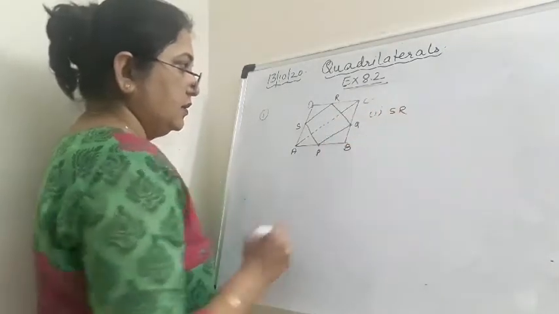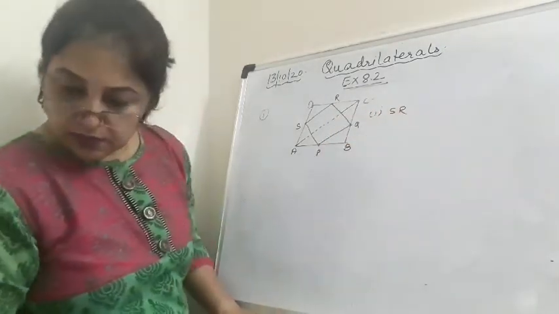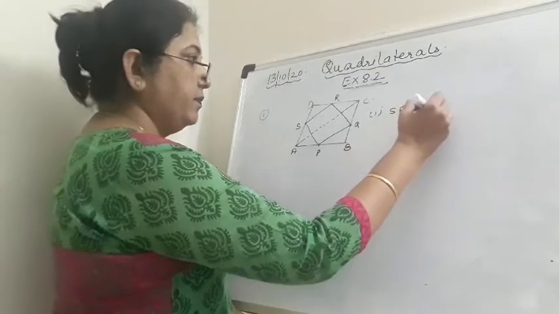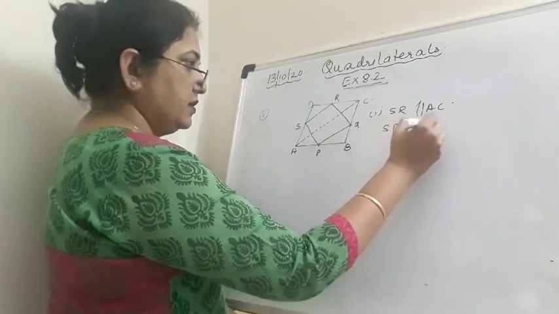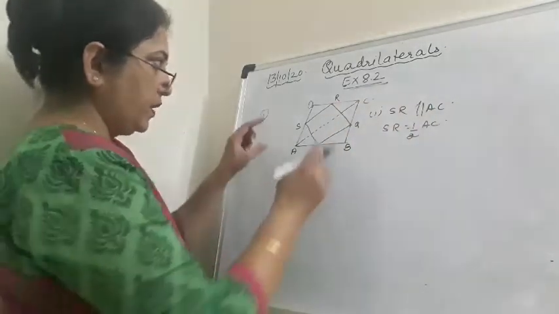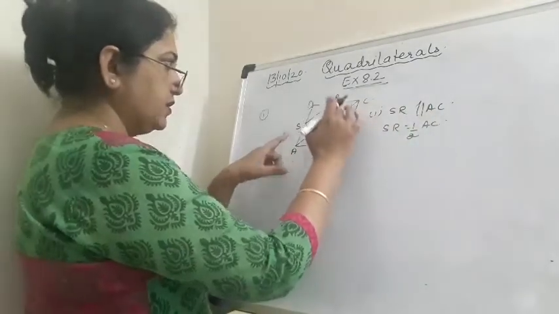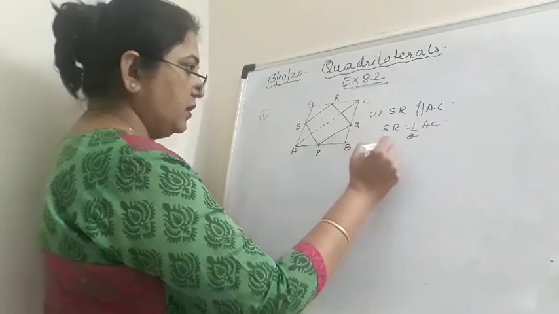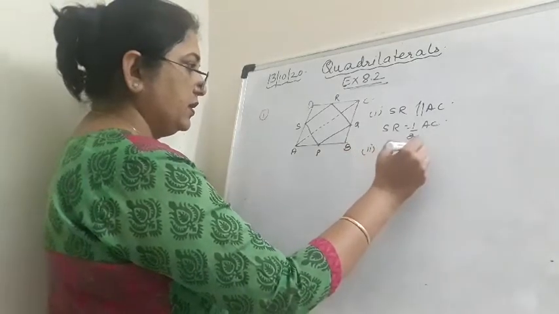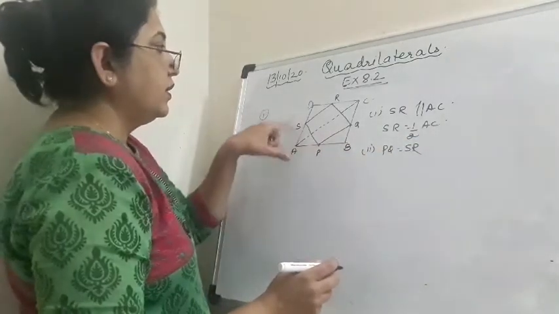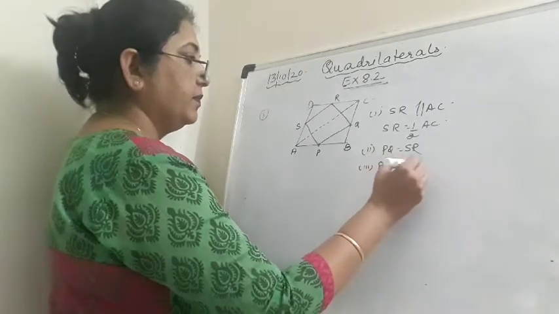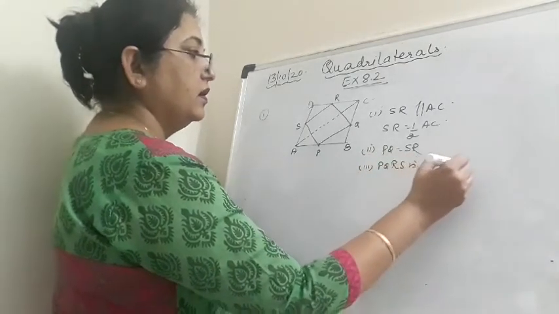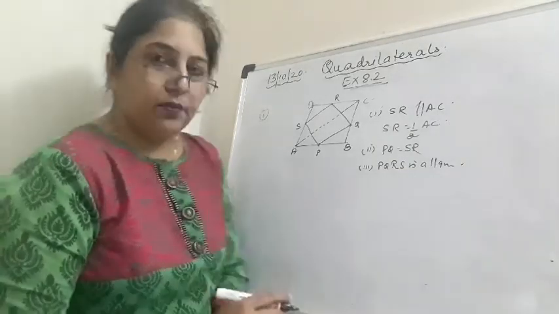SR is parallel to AC, and SR is half of AC. Second, PQ is equal to SR, and third, PQRS is a parallelogram. So these are the three parts which we have to prove.